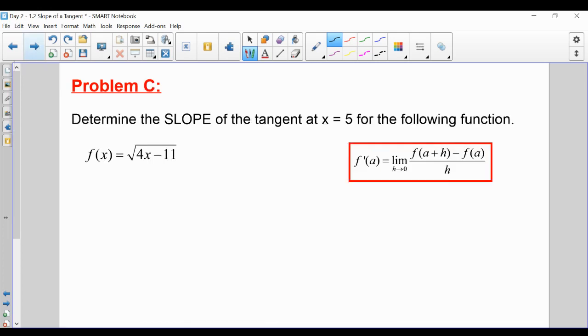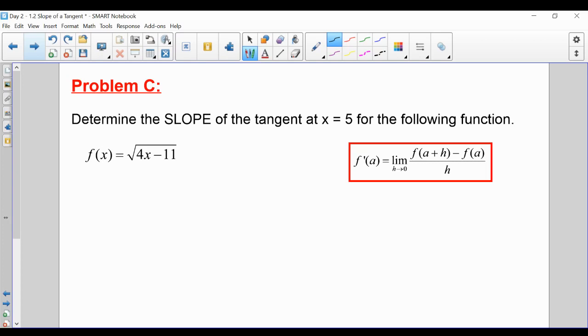Let's try this one. Let's get the slope again of the tangent at x equals 5 for this function. x equals 5. All right. Well, the first thing we need to do is what again? Right? We know that it's at the point where x is 5. But what's the next thing that we need to do if we're going to figure out what this slope is? We need to do what first? Help me out, folks.